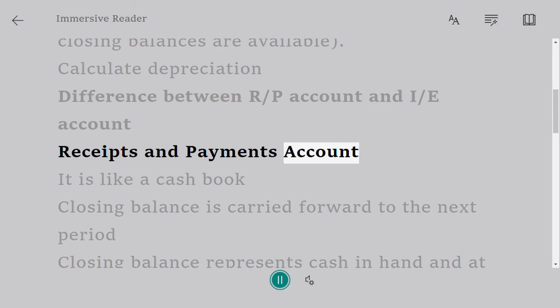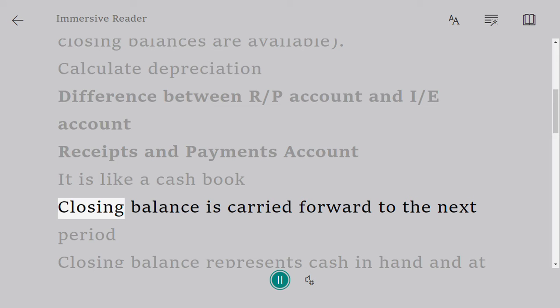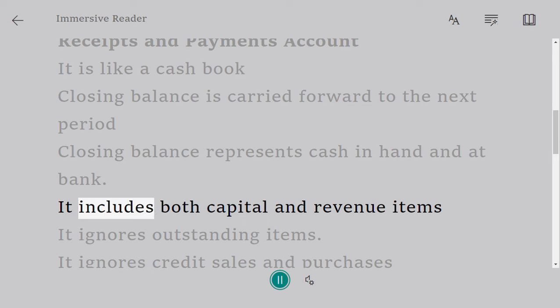Receipts and payments account. It is like a cash book. Closing balance is carried forward to the next period. Closing balance represents cash in hand and at bank. It includes both capital and revenue items.